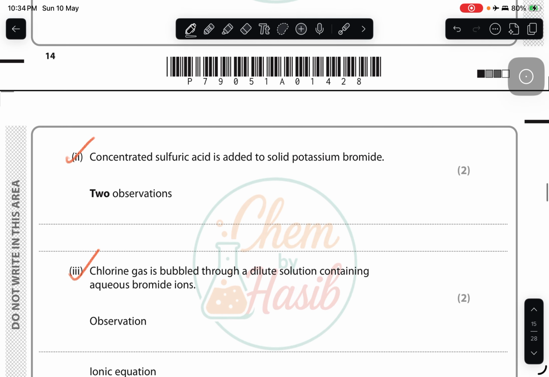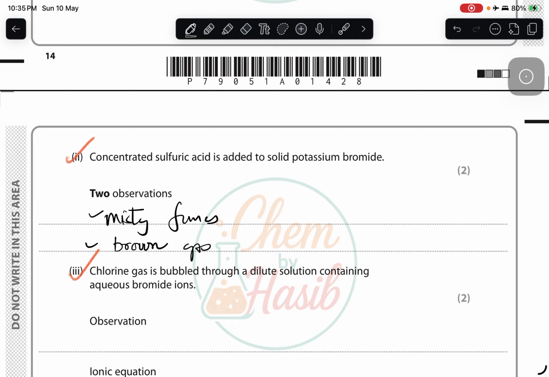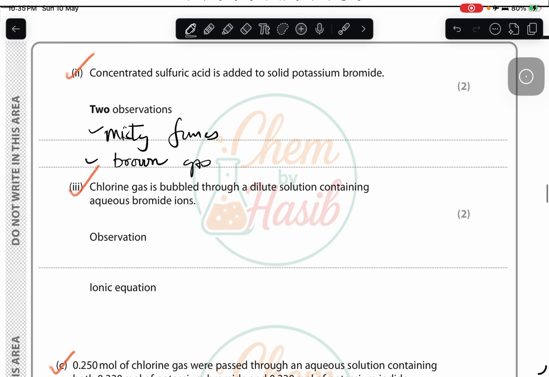Concentrated sulfuric acid is added to solid potassium bromide. You have to explain 2 observations. One observation is that this will produce steamy fumes or misty fumes of hydrogen bromide. You write misty fumes, or steamy fumes. Then this reaction also produces bromine vapor. So you can write brown vapor, or you can write brown gas. So these are the 2 prominent observations. There might be more observations. You can consult the mark scheme as well.